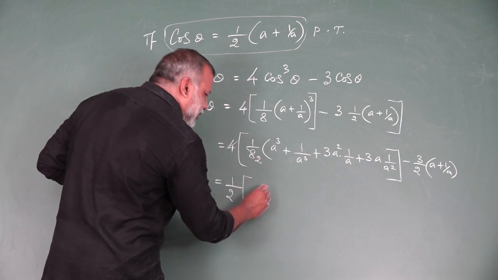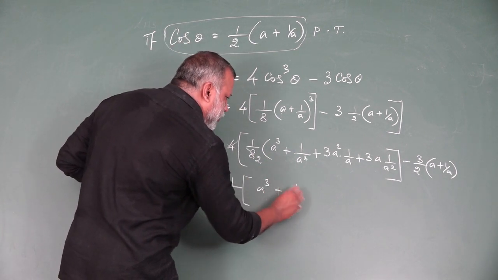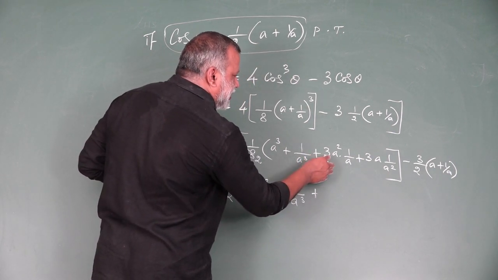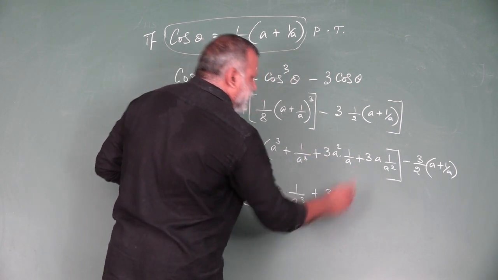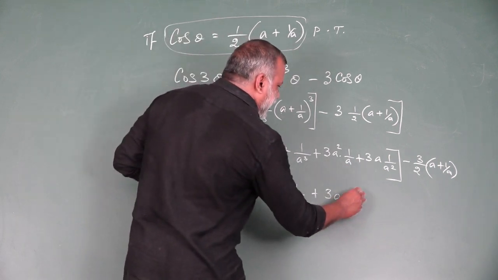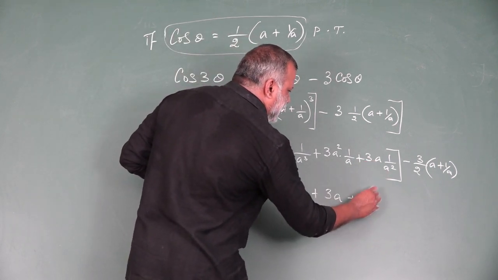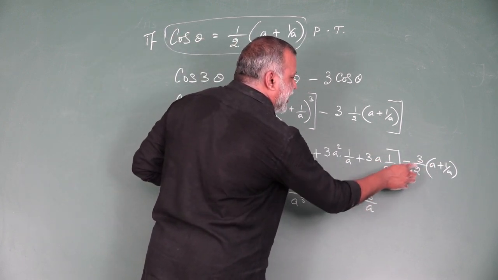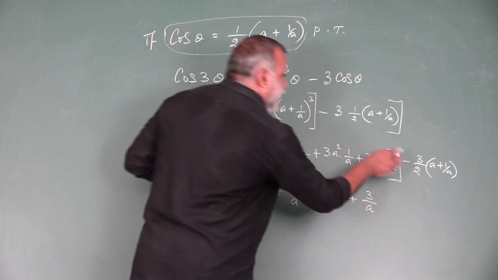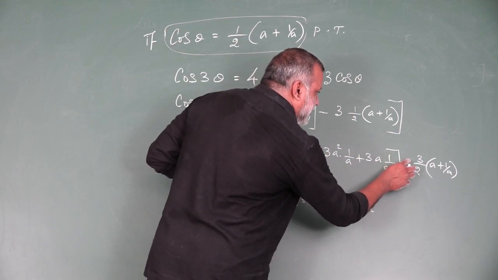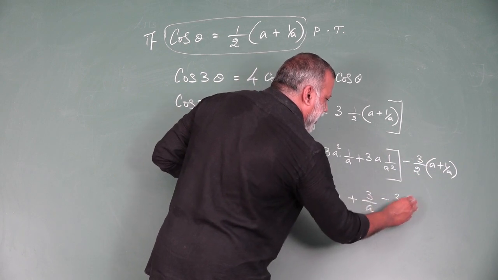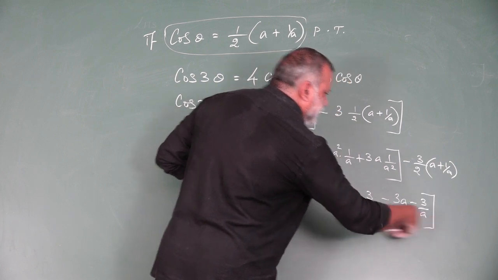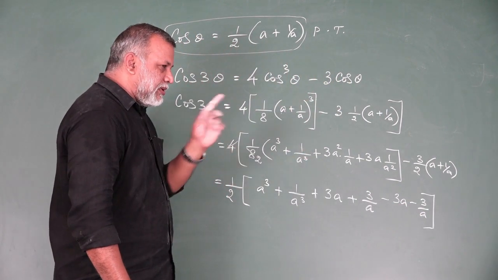See the remaining things. A cube plus 1 by a cube. See here, this a denominator and a will be cancelled, we can get 3a. Here a with a square will be cancelled, we can get 3 by a. Now this negative multiplication here: already we took out 1 by 2, here we are having one more negative 3. This negative 3 multiplication we can get minus 3a. Again this negative 3 multiplication we can get minus 3 by a. Listen to these steps very clearly.